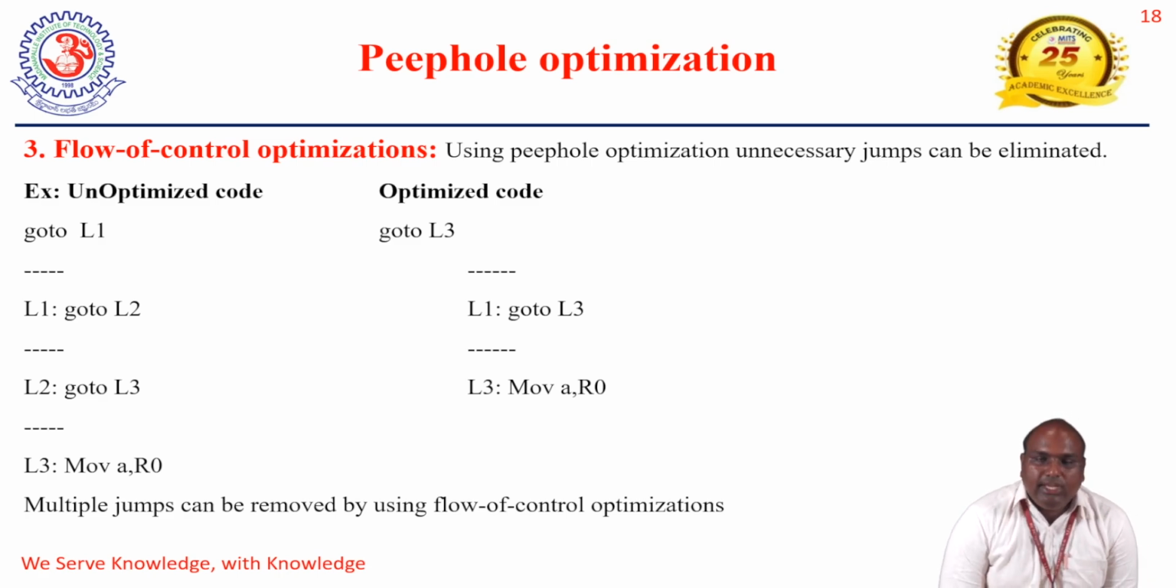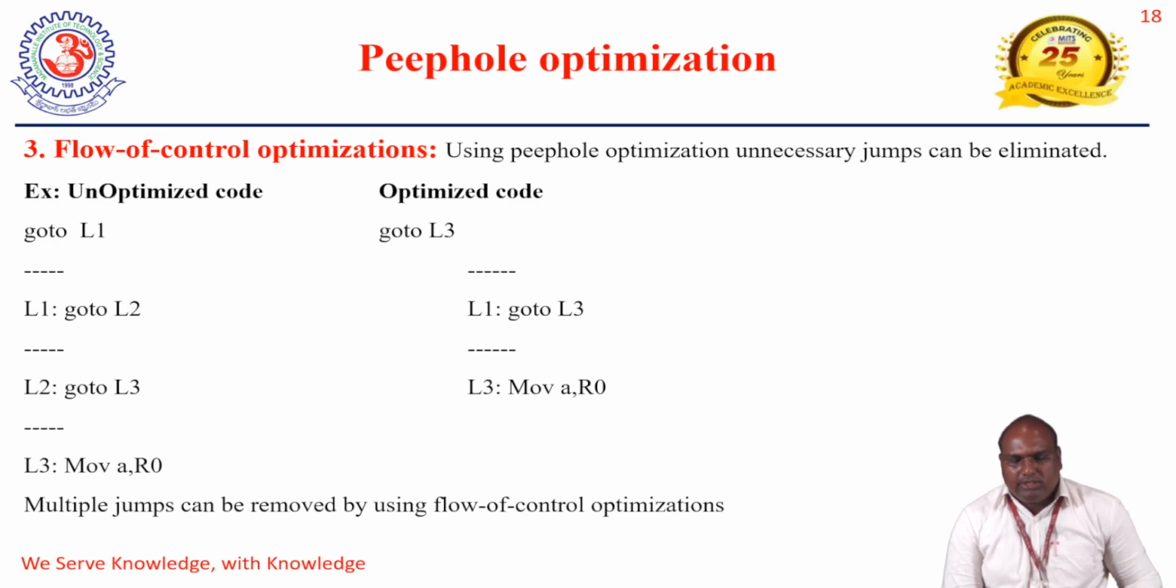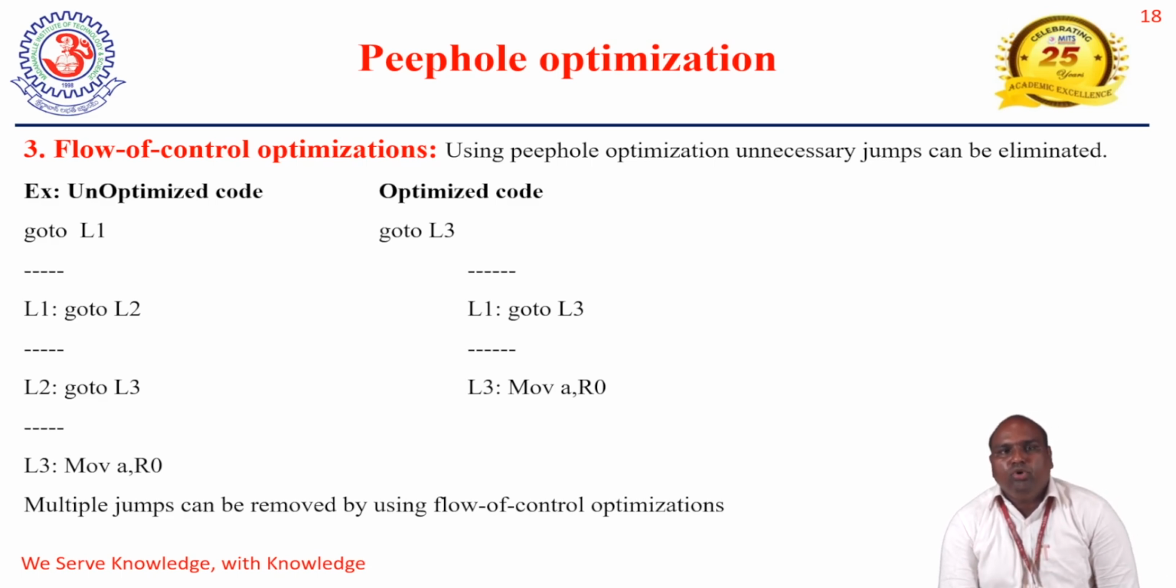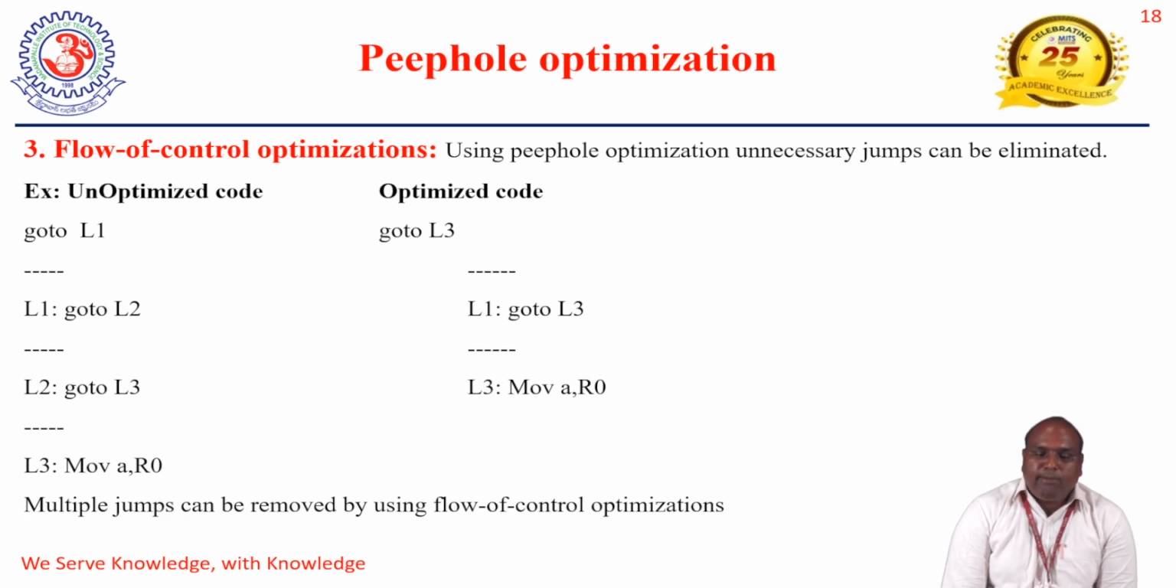The first one is go to. If you see the example, you can understand: go to L1, next go to L2, next go to L3. Instead of going L1, L2, L3, I will go directly to L3. Why go through L1 and L2? There is no change in the output of the program, whether you go directly to L3 or go through L1, L2, L3. That's why I'm using this optimized code to go directly to L3. That is called go to L3.